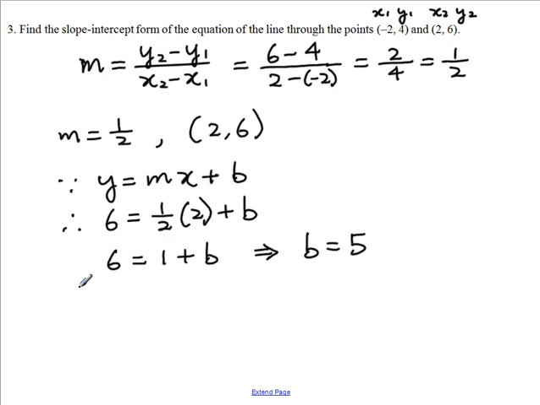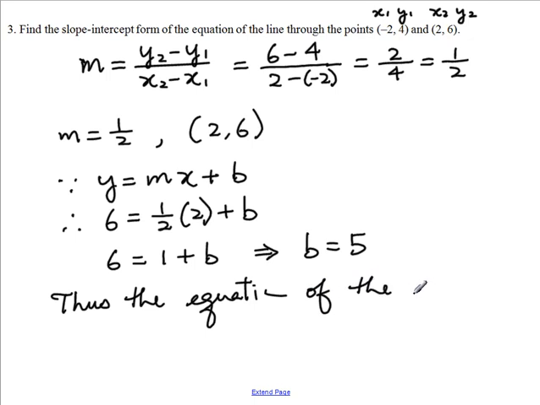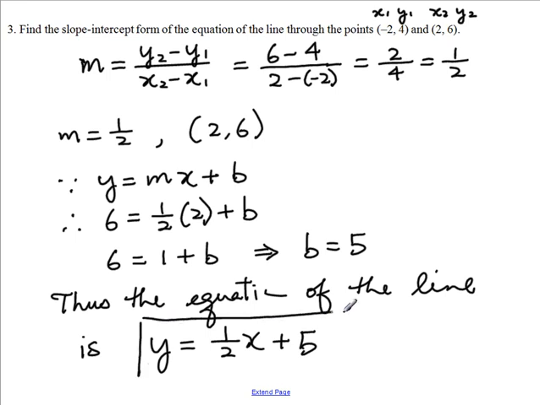Finally, don't forget to answer the question clearly. Thus, the equation of the line is y equals 1/2 x plus 5. We replace the m and the b back into the slope-intercept form.